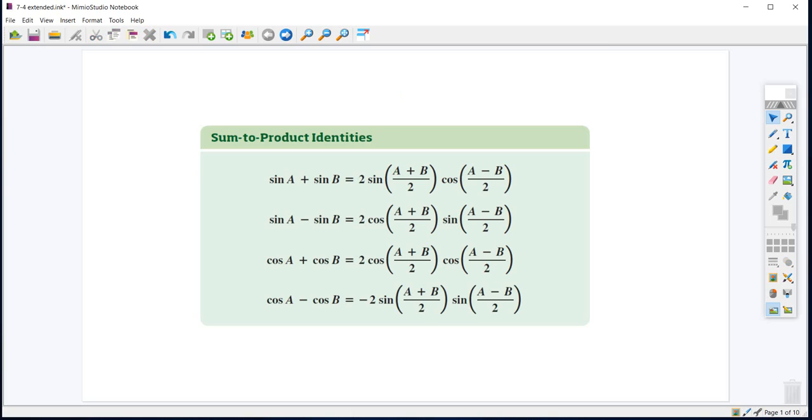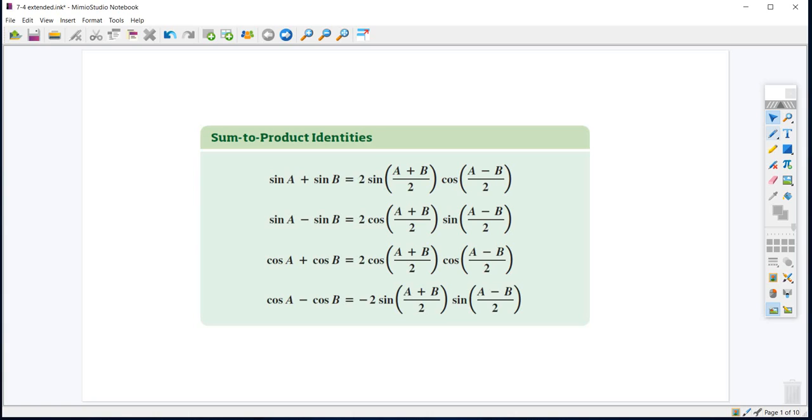Today we are going to talk about sum to product and product to sum formulas. As you remember, we started with double angle and half angle formulas, which we also covered before the spring break. Today we will work on the second part of the lesson. That is another type of formulas called sum to product identities, or product to sum identities.